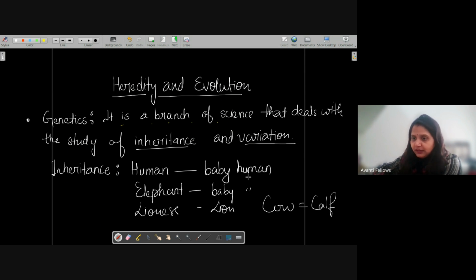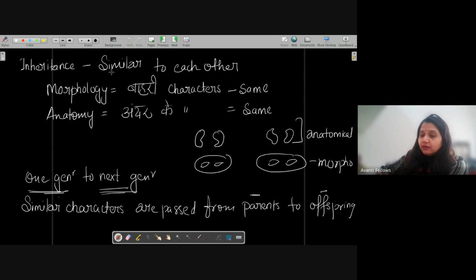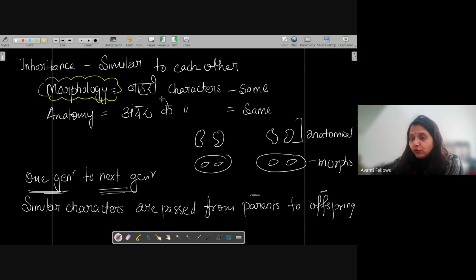The same thing I have written over here also. Next, again, the same definition. Inheritance is what? We look similar to each other. And you must have heard these words also in your syllabus. Morphology, what does that mean? Morphology is the physical characters. What do you understand by morphology? It is the physical characters, or you can say a more easy word, visible characters.